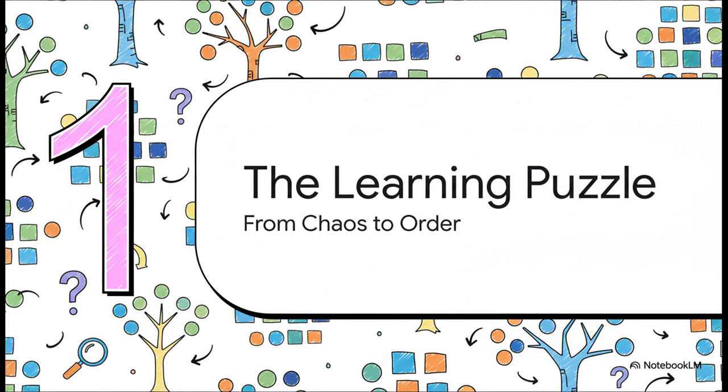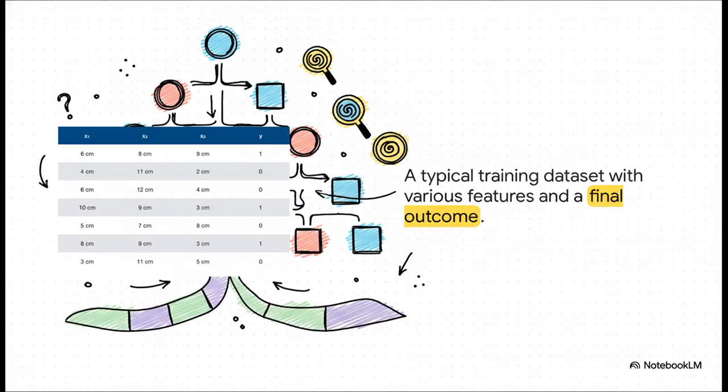We know what a decision tree looks like, but how does a machine build one? I mean, how does it figure out which questions to ask and what order to ask them in to get to the right answer every time? Well, it all starts with data. A bunch of it. And it usually looks something like this, just a big table with different features and some final outcome we're trying to predict. Right now, it's just a jumble of information, kind of chaotic.